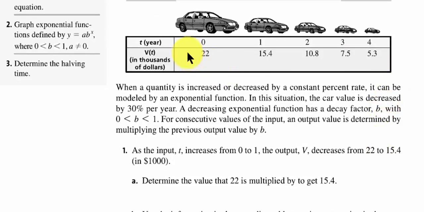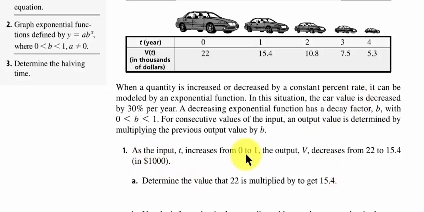So here's a table that will give you the value of the car for every age of the car. When the car is 0 years old or brand new, it's worth $22,000. The 1-year-old car is worth $15,400, and a car that was 4 years of age has a value of $5,300. So you can see the older the car, the less value the car has.